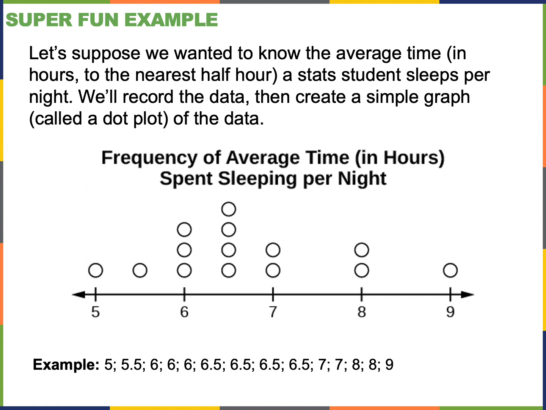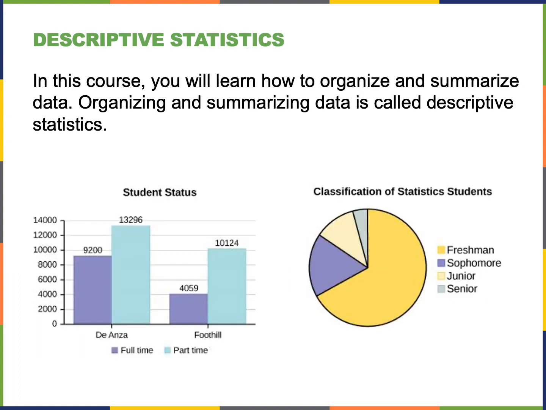So if we were to plot this data, it would look like this. You see here, this is the number of times people average 7 hours a night. That's 2. And this number is called the frequency. The number of times that something occurs is a frequency. We'll see that again.